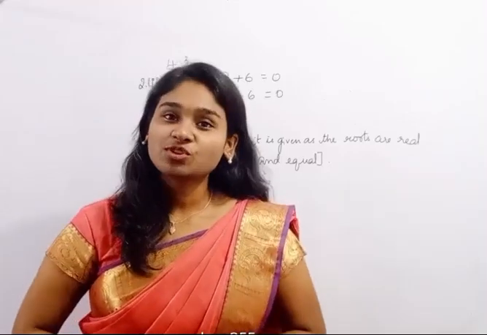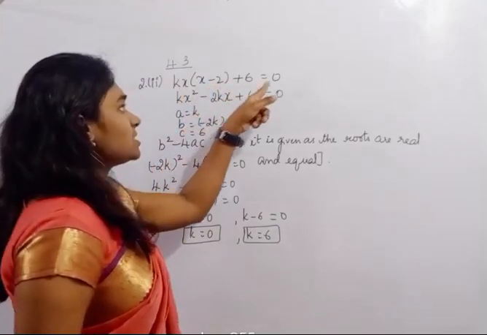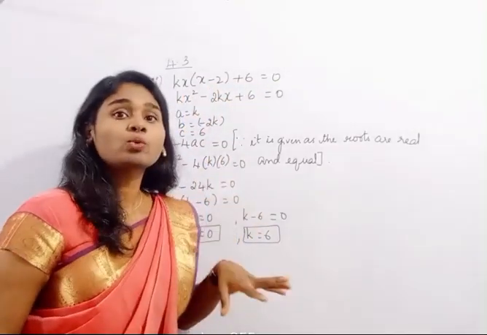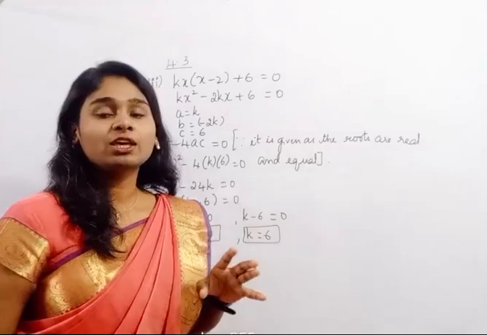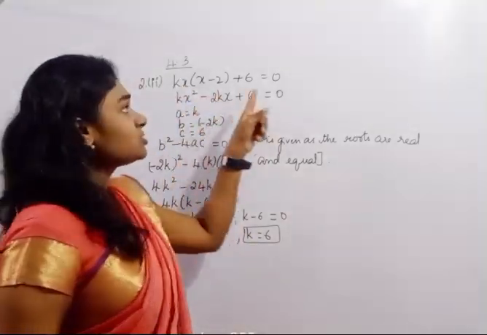Now look at the second question of the second main exercise 4.3. kx into x minus 2 plus 6 is equal to 0. So far, what we have seen, the given quadratic equations were in the standard form already, right? But here, as you can see, it is not in the standard form.